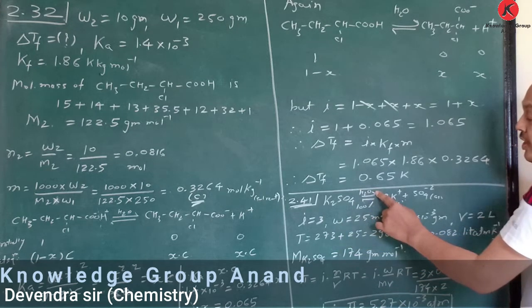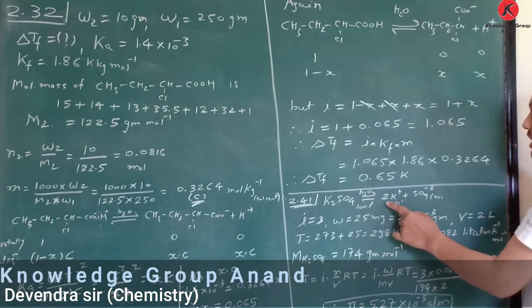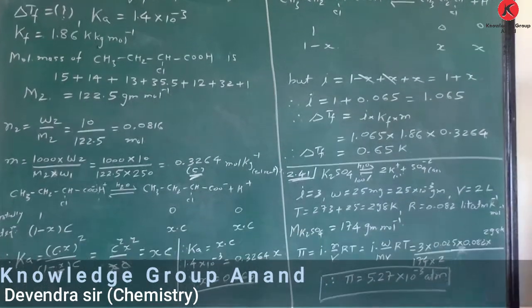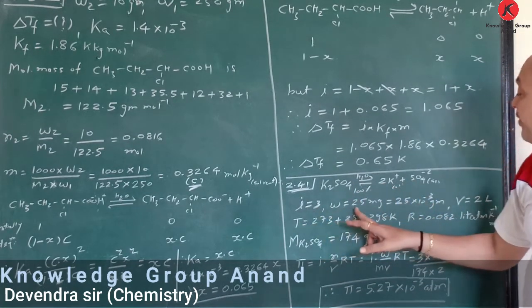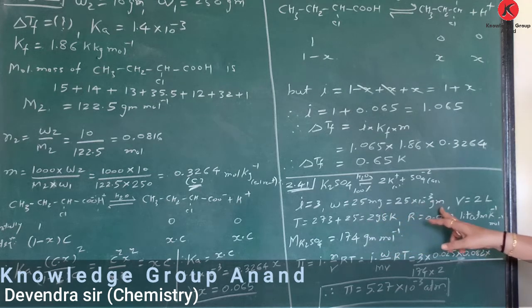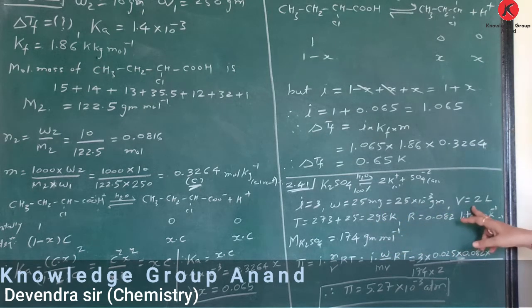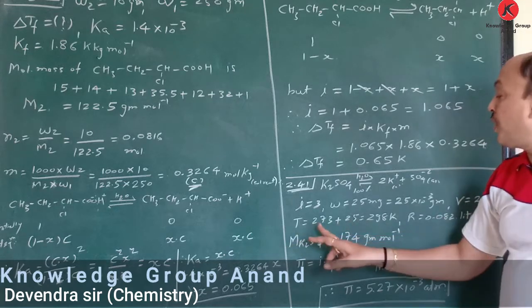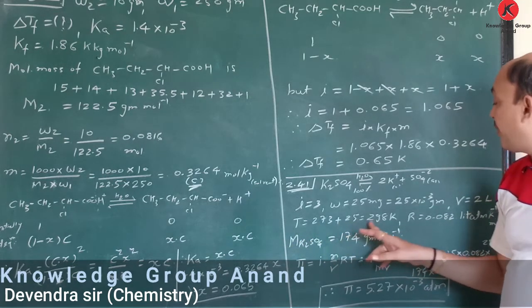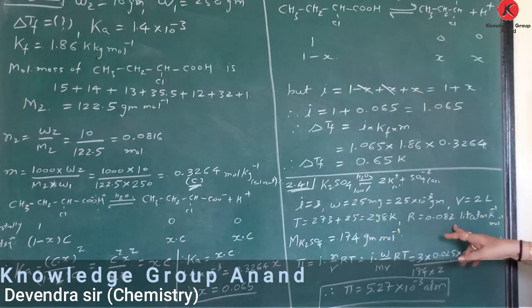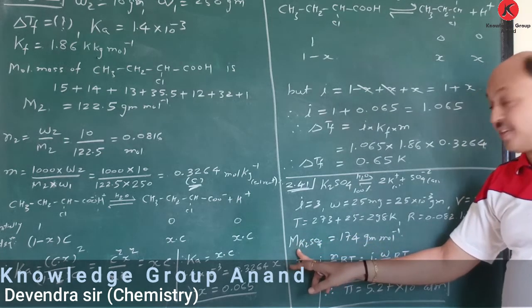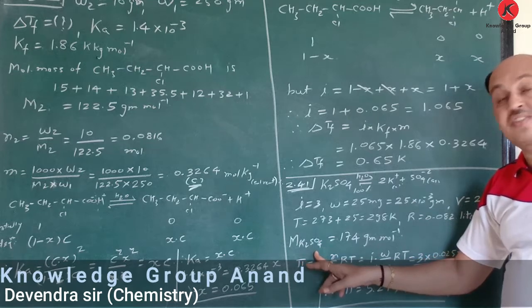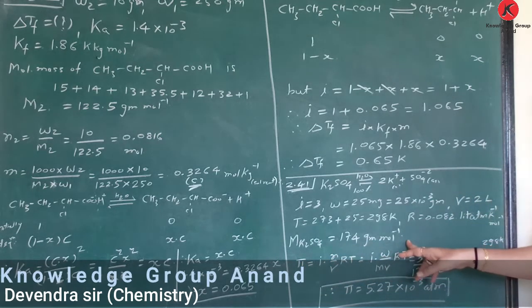2.41. This is the last example of your textbook. K2SO4, if you dissolve in water, 100% dissociation takes place at that time. 2K plus and SO4 minus 2 are obtained. So I is equal to what? 2 plus 1, that is 3. W is given as 25 milligram, just convert in terms of grams, 0.025 gram. V is equal to 2 liter. T is equal to 273 plus 25, so here 298 Kelvin. R is equal to 0.082 liter atmosphere Kelvin inverse mole inverse. Molecular mass of K2SO4, if you calculate, atomic mass of K is 39, S is 32 and oxygen is 16, then 174 grams per mole is obtained.